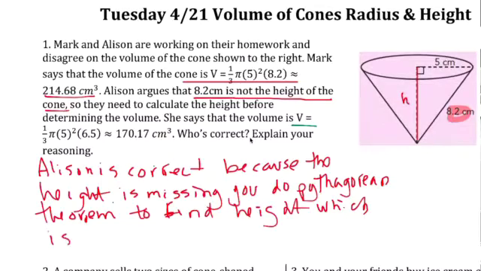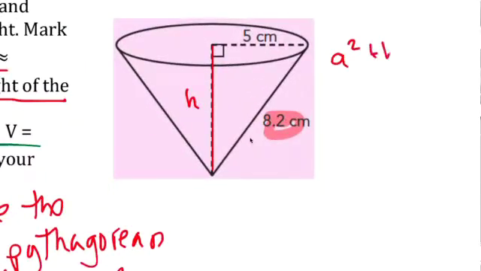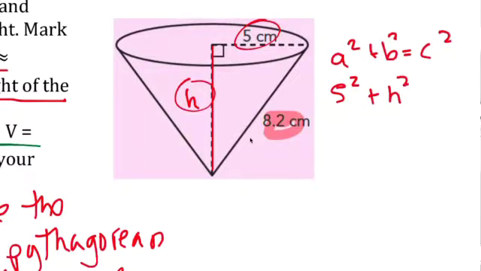Let's show the work. So let's do the Pythagorean theorem: a squared plus b squared equals c squared. A is this 5 here, plus b, which is the height, and c is opposite the 90 degrees, so determine which is a and b, remember that. 8.2 is c squared. So that's 25 plus height squared equals 8.2 squared, which is 67.24.